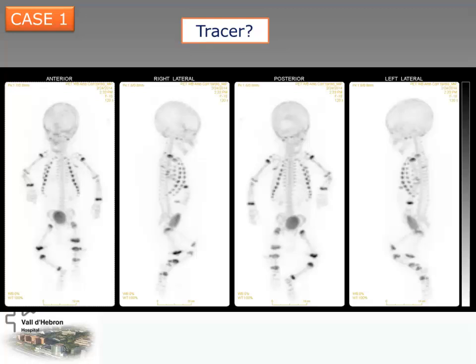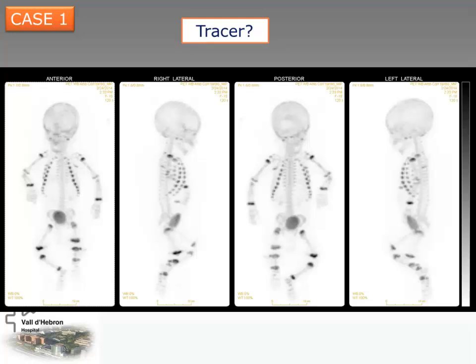Something abnormal? Well, the tracer is fluorine. And this is 45 minutes after the injection. There is a little movement of the left leg, yes? Because we have two left femurs. What do we have to have now?